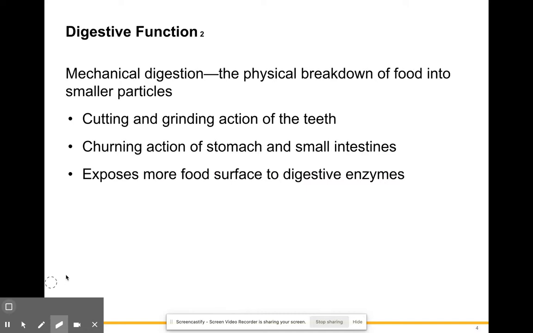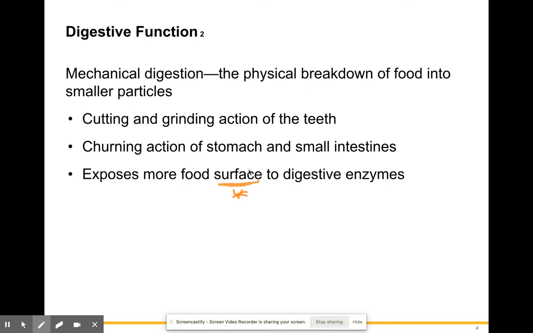Mechanical digestion, like I said previously, is the physical breakdown of food into smaller particles. We can do this by cutting into our food and grinding it with our teeth. We can also do it by churning our food with our stomach and our small intestines. The whole point of mechanical digestion is to increase surface area. Very, very important. You want to increase surface area because the more surface area you have, the more the enzymes are going to be able to work.